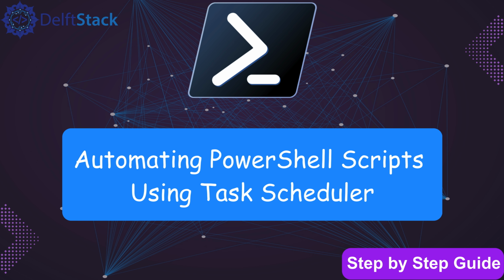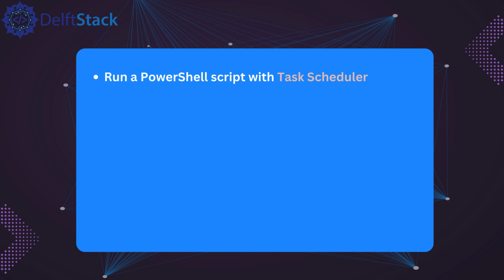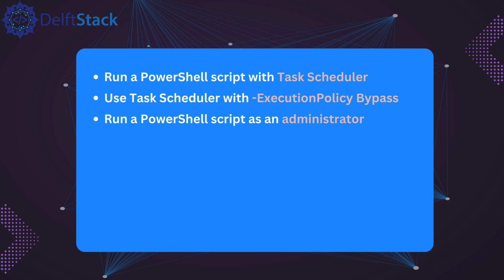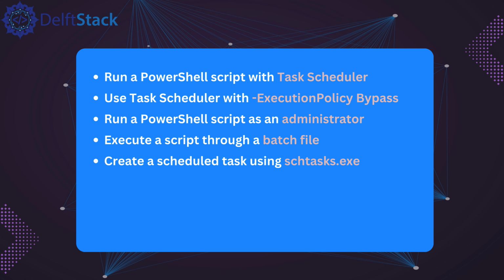Before we dive in, here's a quick rundown of what we'll cover. 1. Running a PowerShell script with Task Scheduler. 2. Using Execution Policy Bypass to prevent permission issues. 3. Running a PowerShell script as an administrator. 4. Executing a script using a batch file. 5. Creating a scheduled task with schtasks.exe from the command line.